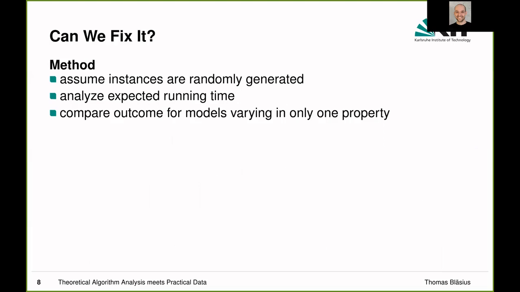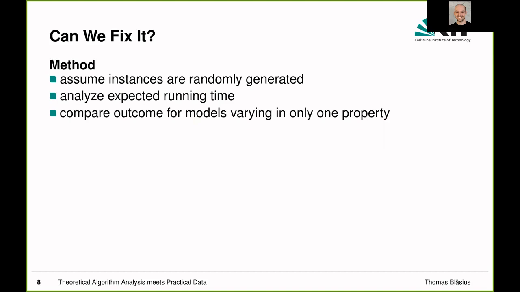So the question was, how can we fix this? And the method I want to propose is that we assume instances. These are the prototypical instances I mentioned on the slide before. I want to assume that the instances are randomly generated. And then on these randomly generated instances, I do an analysis of the expected running time. So I don't say, okay, what is the worst case instance? What is the running time on the worst case instance? But I look at some kind of average case on instances generated with a certain random network model, let's say. And then I compare the outcome of this expected running time for various models with each other.